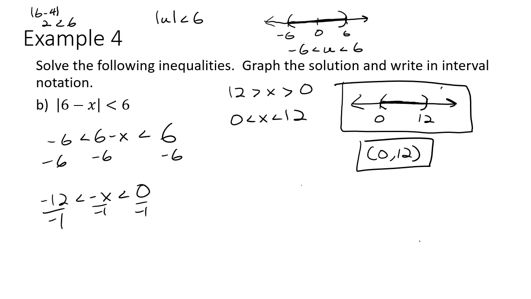Whereas if you pick something outside of your solution interval, it should make something false. So let's say we plugged in negative 1. You would get the absolute value of 6 minus negative 1, which would give you the absolute value of 7, or 7. 7 is less than 6 is false, which is what we want to see because that was not part of the solution interval.